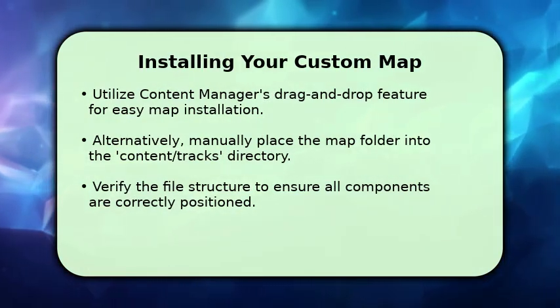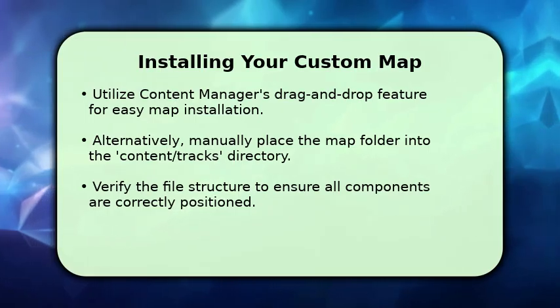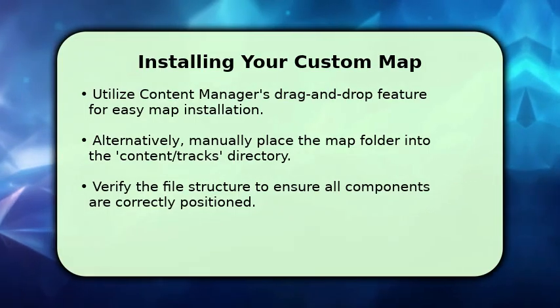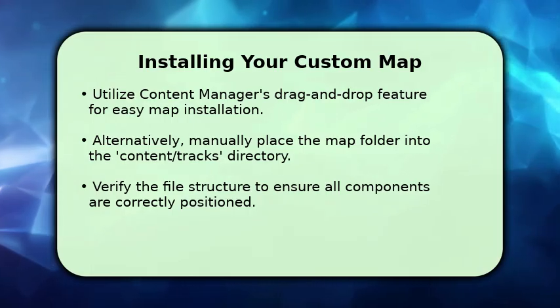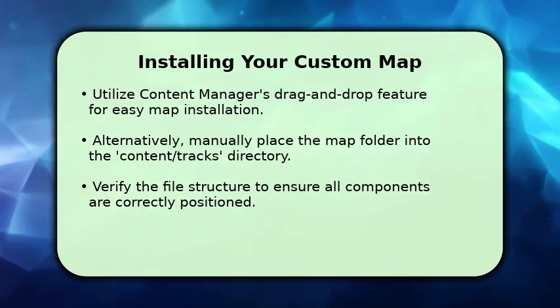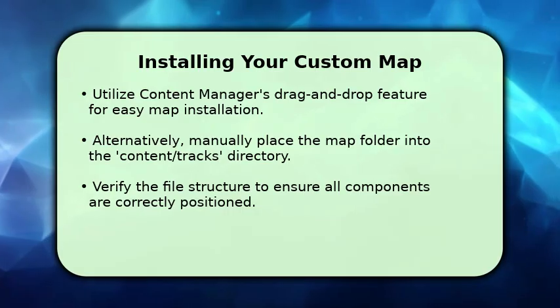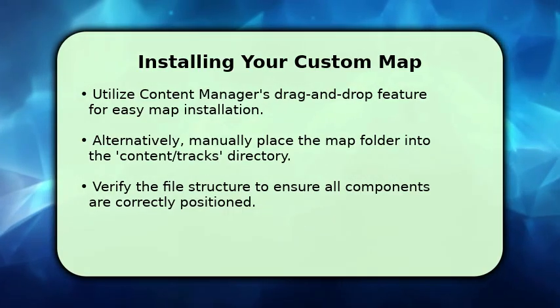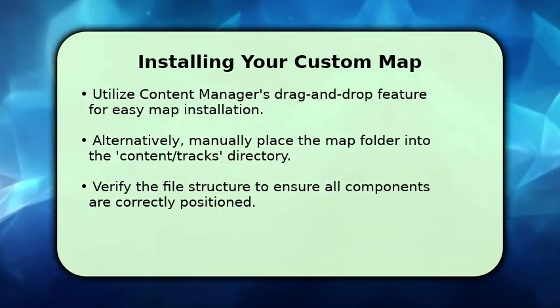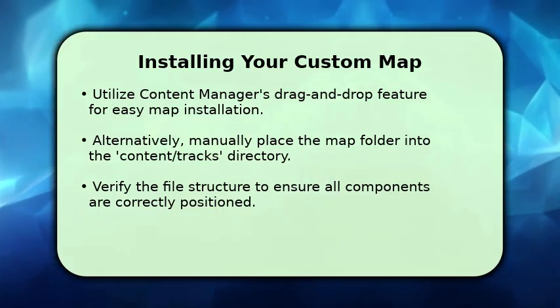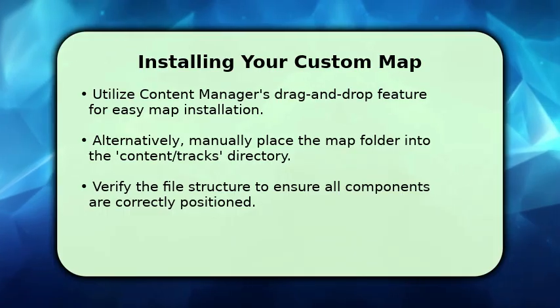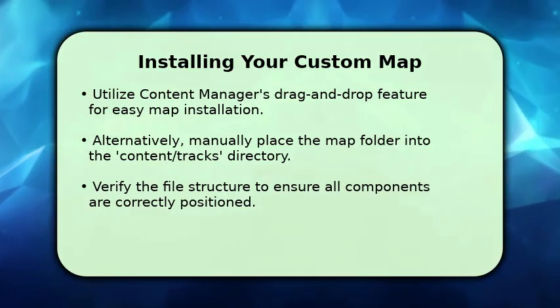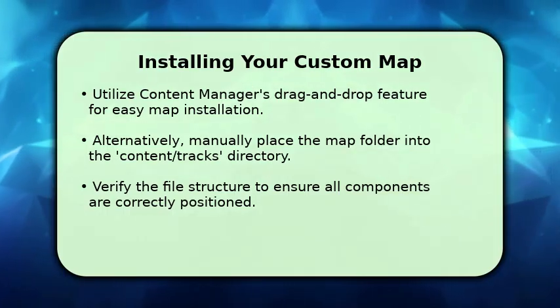The easiest method is to simply drag the downloaded map's compressed file directly into Content Manager, then click Install. Alternatively, you can manually extract the map folder and place it into your Assetto Corsa installation directory, specifically within the content, and then track subfolder. This ensures the game can locate and load the new environment. Double-check that all subfolders are present.